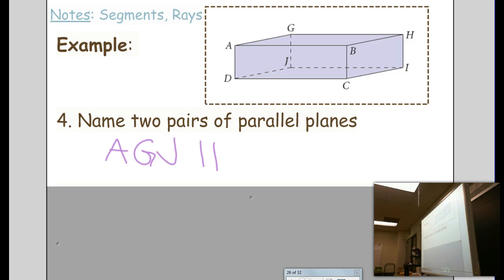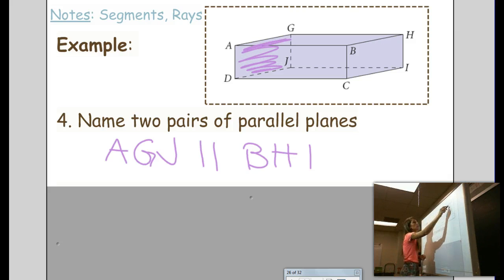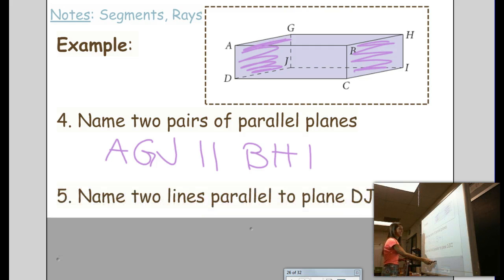What do you think, Jacob? Yep. BHI. AGJ is the left side of the box. Here it is. Which one's parallel to that? Well, the right side of the box would be parallel to the left. So the right's going to be parallel to the left, the top's going to be parallel to the bottom, and the front is going to be parallel to the back. Okay. Look alive, guys.